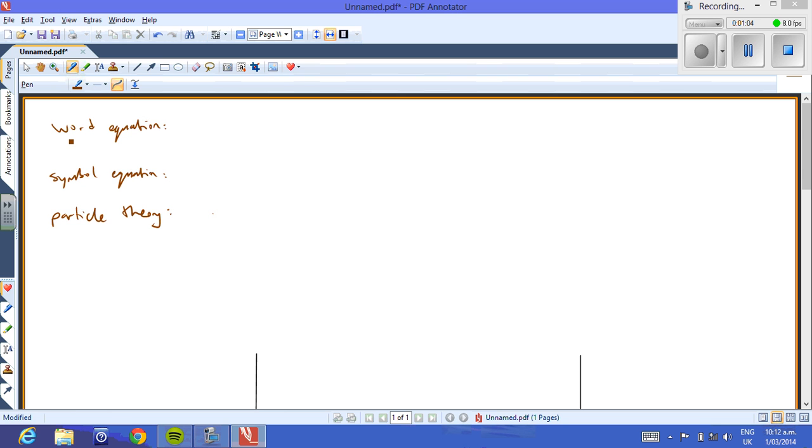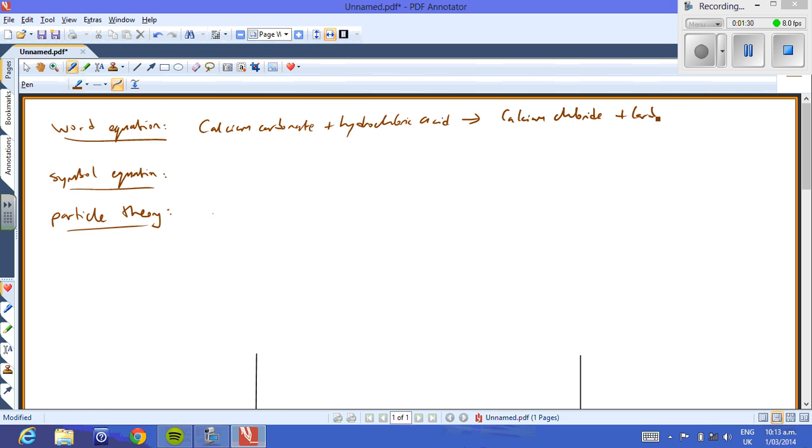So the word equation for this particular reaction is marble chips plus hydrochloric acid. Marble chips in chemistry are known as calcium carbonate. So calcium carbonate plus hydrochloric acid goes to, or forms, calcium chloride plus carbon dioxide, which is a gas in this case, plus water.